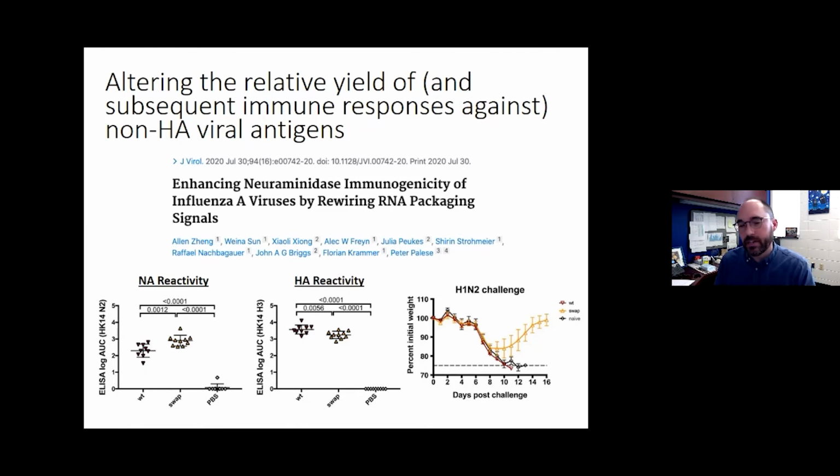And on the right is a representative graph of a challenge with a heterologous strain. So you actually get more protection when you do a heterologous challenge if you make a virus genetically that elicits a response which de-emphasizes the hemagglutinin response and redistributes the immune response to non-HA antigens. Again, this data is similar to what we've seen. So it's a good proof of concept that we can do this. We can build authentic virus particles, which present these antigens in the context that they would be naturally encountered, and fundamentally change the immune response that's subsequently elicited. Next slide.